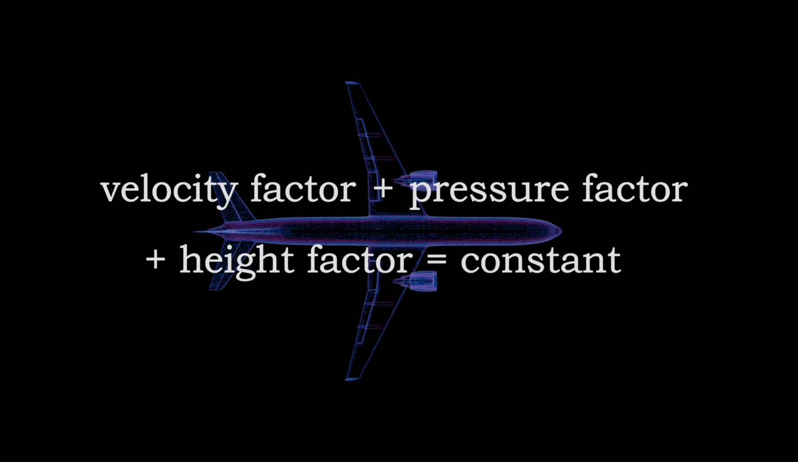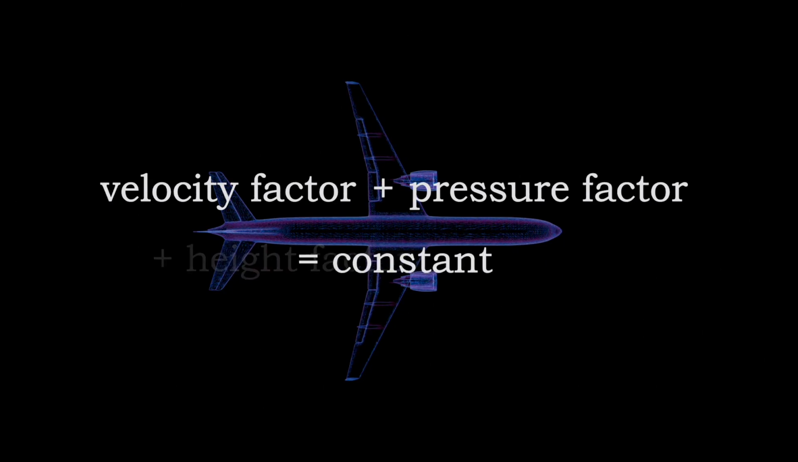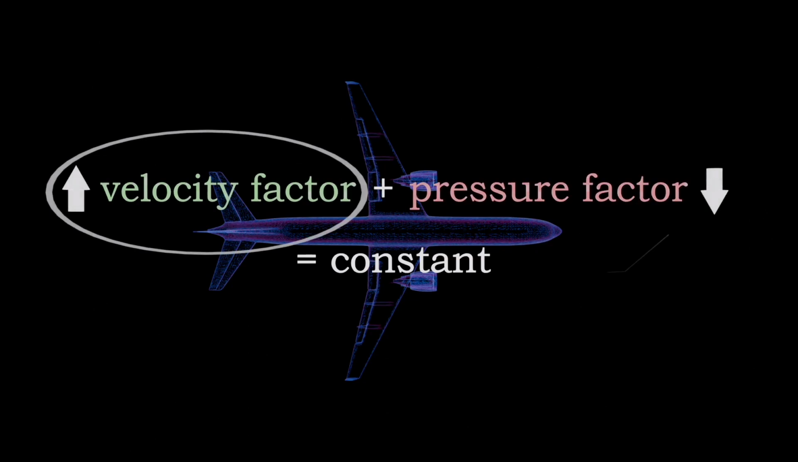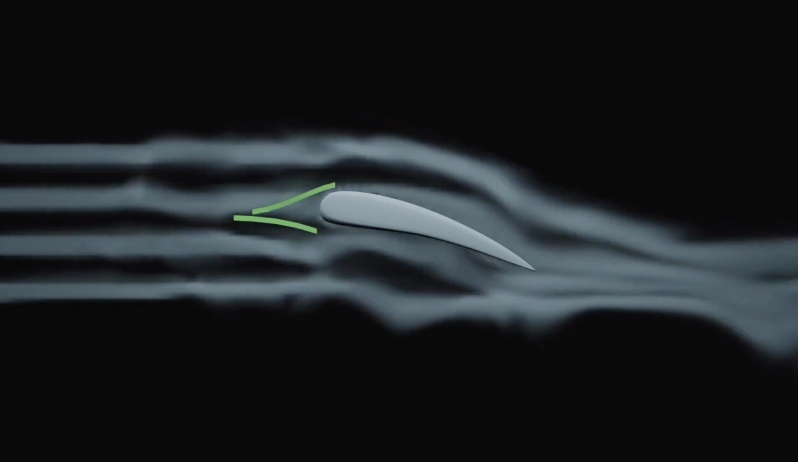In the case of a wing, we can neglect the height component, as the small difference in height between the top and bottom of the wing doesn't significantly affect the energy. This leaves us with one key factor: the velocity of the air. To maintain the total energy balance, the air above the wing must flow faster than the air below, leading to a drop in pressure above the wing.